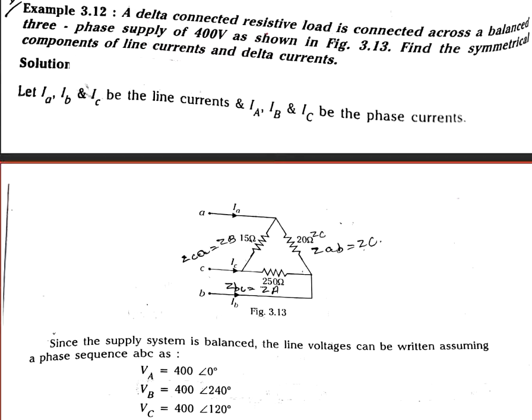The question is that a delta connected resistive load is connected across a balanced 3-phase, 400 volt supply, as shown in the figure. Here is my figure. Find the symmetrical components of line currents and delta currents. That means you need to find IA0, IA1, IA2 for the line currents, and the delta currents. Anyway, IA0 will be 0.